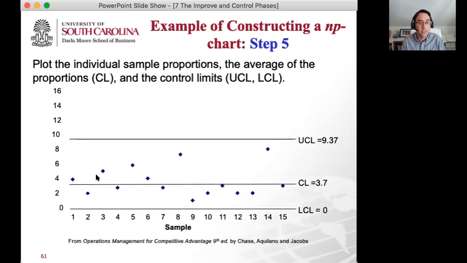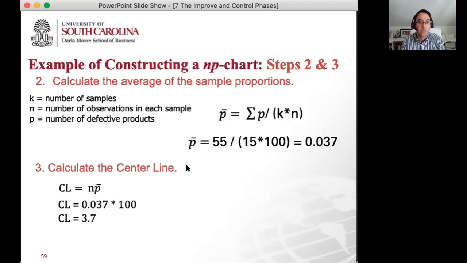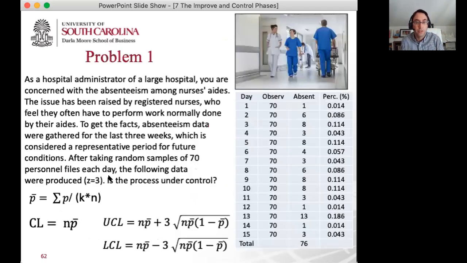Now we plot. You see that these numbers here are the defectives of the samples. So here the P's. So we put all the P's here. We have the upper control limit, the 9.37. We have the central line, and we have the lower at 0. The question is, is the process under control? Yes or no? So we know that if it's within the limits, it's under control. If it's outside the limits, it's not. So in this case, it is within the limits. So the process is under control, okay? So I'm going to do this problem with you guys after this video. So now, after this video, you can try to do this problem here. We have all the formulas and we have the table with the data as well.